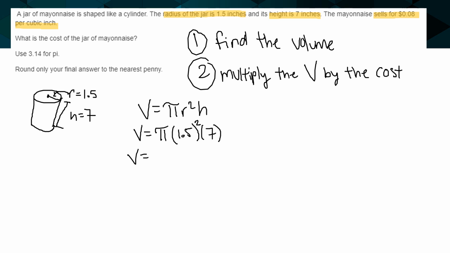Volume equals, I'm going to replace pi with 3.14 times 1.5 squared times 7. All right, let's take care of this 1.5 squared because we should handle our exponents first. 1.5 times 1.5 gives us 2.25. Then bring down everything we have not used yet.